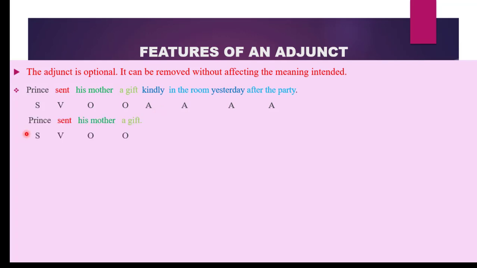So for instance, Prince sent his mother a gift. It makes sense even without the adjuncts. But let us try to remove the other elements. Let us remove the verb. Can you say Prince his mother a gift? Wrong. Let us remove the objects. Prince sent. Does it make sense? No. Let us remove the subject. Sent his mother a gift. It doesn't make sense. But if you remove the adjuncts, it doesn't affect the sentence in any way. So that is one unique feature about adjuncts. They can be removed from the sentence and it will still make sense.